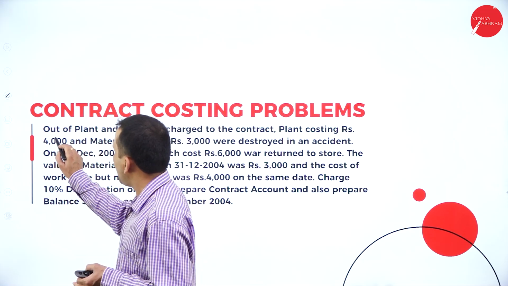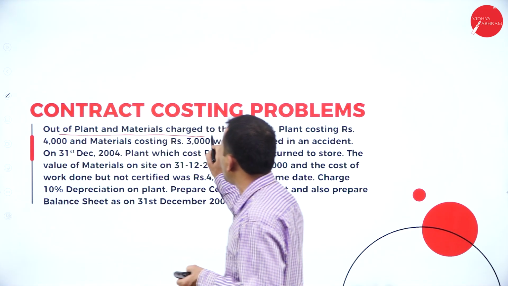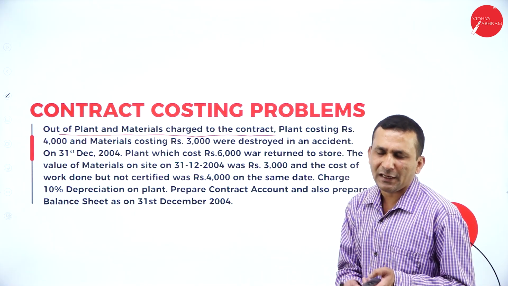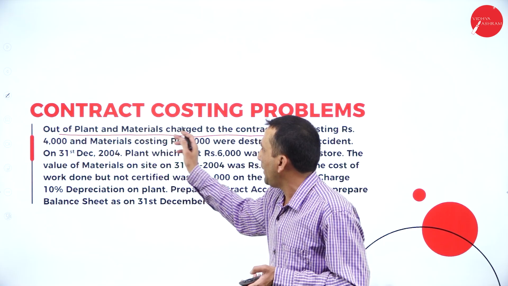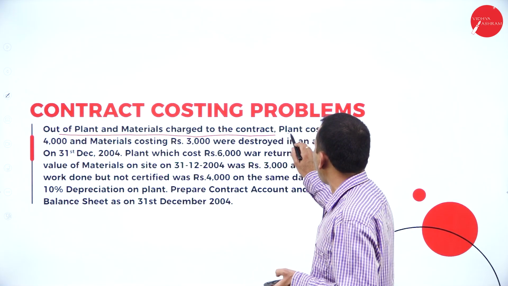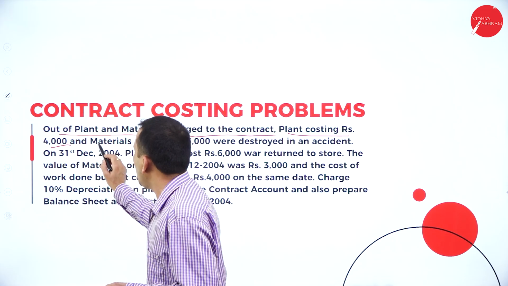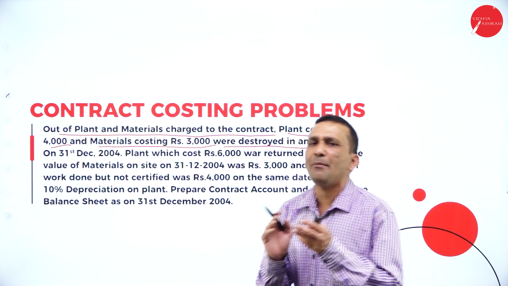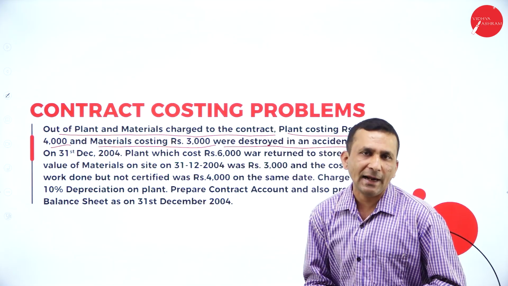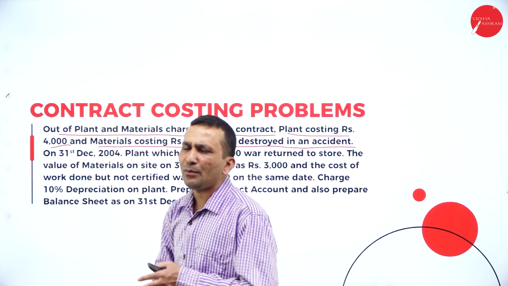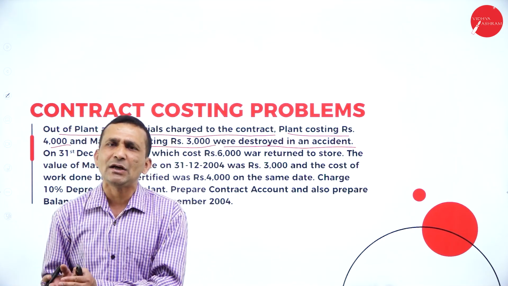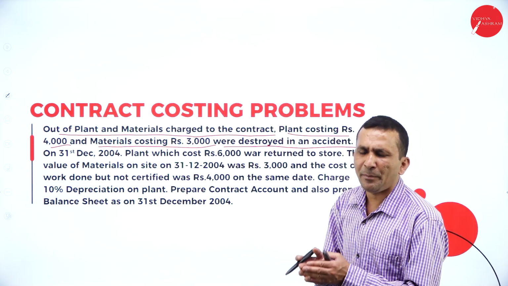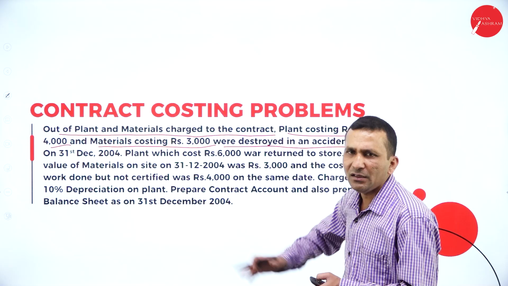Apart from a few adjustments, out of the plant and material charged to the contract, whatever plant and material is available in the trial balance, apart from this, plant costing 4,000 and material costing 3,000 were destroyed in the accident, which is an abnormal loss faced by the contractor. Whenever an abnormal loss comes, you always have to write it on the credit side of the contract account, at the time of preparing the contract account.